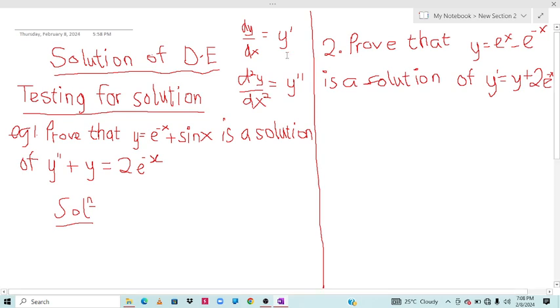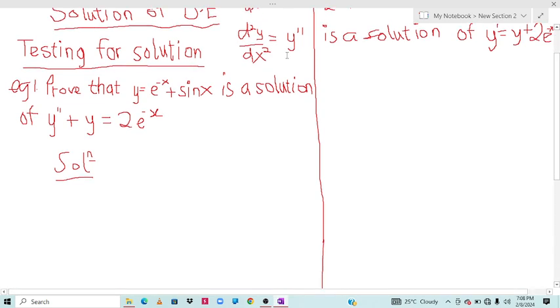In this tutorial, you'll be seeing me using y prime and y prime prime. So dy/dx is the same as y prime, and d squared y/dx squared, the second differential of y with respect to x, is the same as y prime prime. So now let's go through the first example.